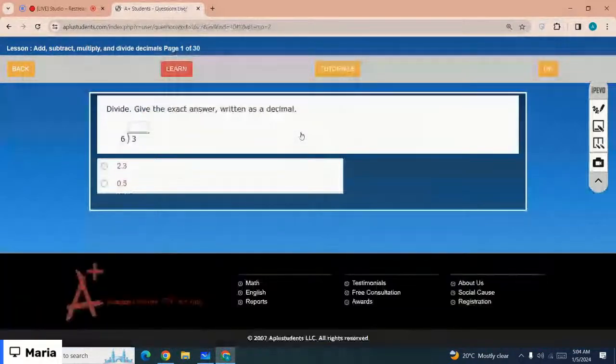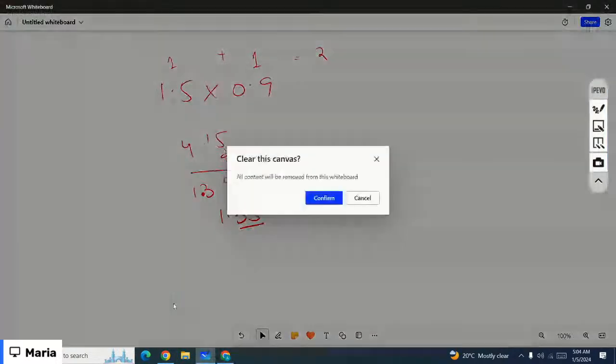You have to divide 3 by 6. So 3 is a smaller number and 6 is a greater number. You cannot divide a smaller number by the greater one. You need to make it greater. Here you have 3 and here you have 6. 3 is less than 6. You cannot divide 3 by 6. So you need to put a decimal point over here and a 0 over here.